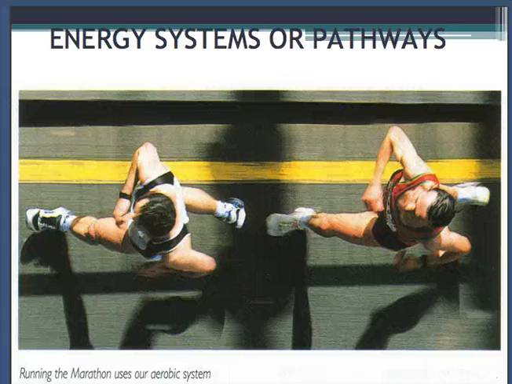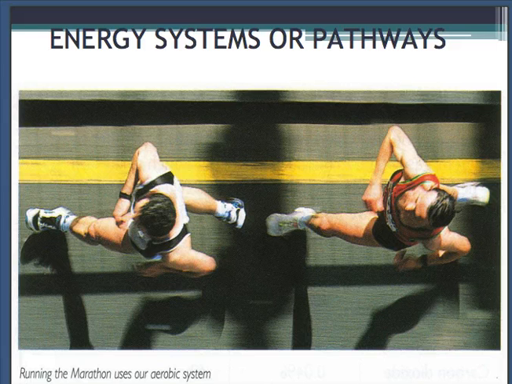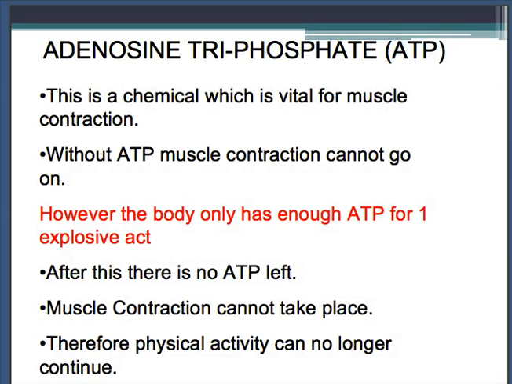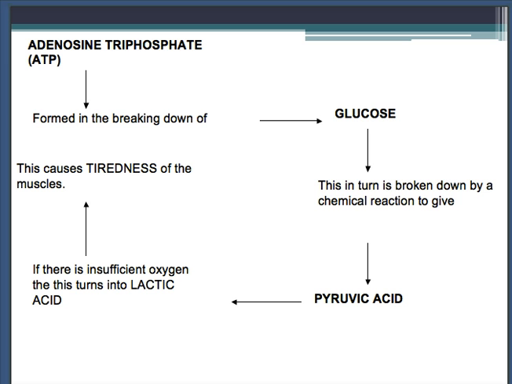Right, we need to look at the energy systems or the pathways involved in physical activity. Basically, we need to understand that ATP is a chemical that is vital for muscular contraction. If we don't have ATP, there can be no muscular contraction. It's a fairly complicated way that the body makes the ATP. We just need to understand that it can be made both aerobically and anaerobically, and that's what I'm going to go into in the next couple of minutes.